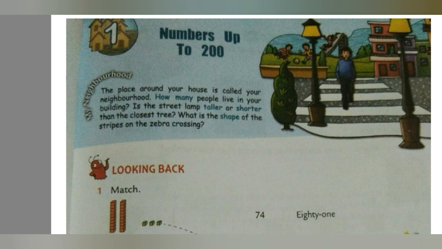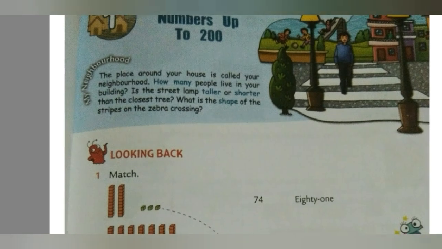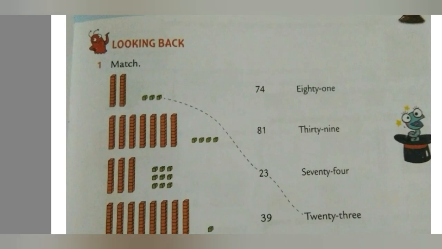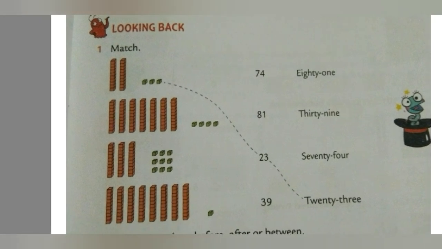Hello students, now let's begin chapter number 1, which is numbers up to 200. In grade 1, you have already learnt numbers and number names up to 100. Now here you will learn numbers up to 200, and how to compare numbers in increasing and decreasing order up to 200. So let's begin the chapter now. Before starting, I request all the scholars to please open page number 7 given in your book and hold a pencil in your hand.